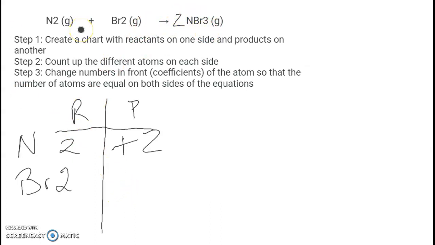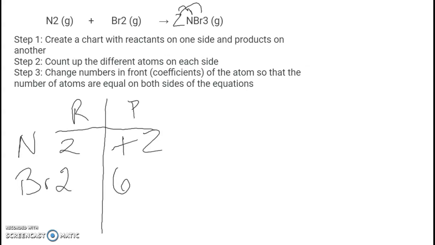I also have a subscript of 2, and remember, when I multiply my subscript, I'm multiplying my nitrogen and I'm multiplying my bromine. I originally had 3 bromine, and now I actually have 6 bromine, right? 2 times 3 is 6. Cool. That's not a problem.